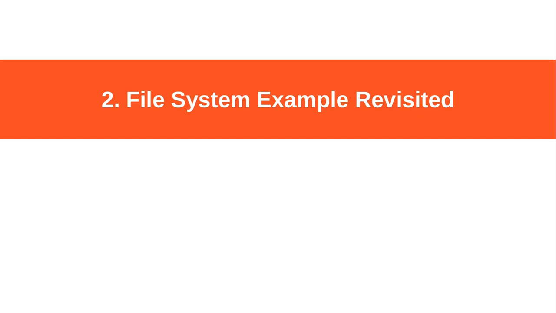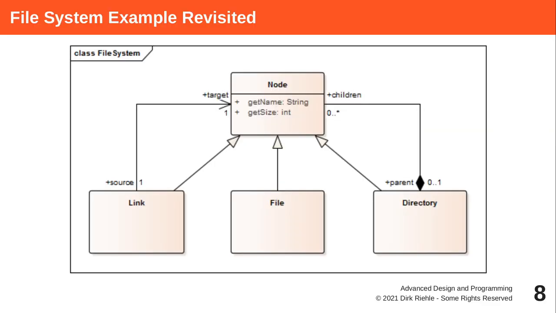Let's put it to the test with an example. Previously, we talked about the file system, which we modeled like this. Each element in the file system is a node, so it has a name, has a size, maybe access rights. This is not a complete depiction of the model. And then there are different types of nodes, modeled here as subclasses. There is the regular file, so that contains data, and maybe it has additional methods for reading and writing data. There's the link, which points to another node, which could be another link or some file or a directory. And so the link would have methods for retrieving or setting the targeted object.